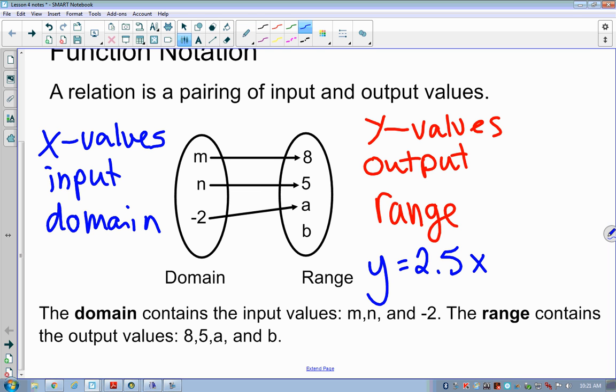Okay, does that make some sense? Try to use some real-world values. If I input 10 gallons in my car, I'm going to pay $25, right? Move the decimal point. So in order to get an output, I have to have an input. The output is dependent upon the input.